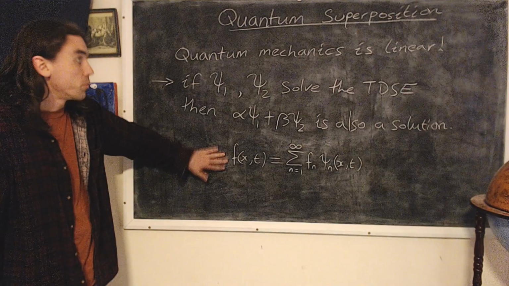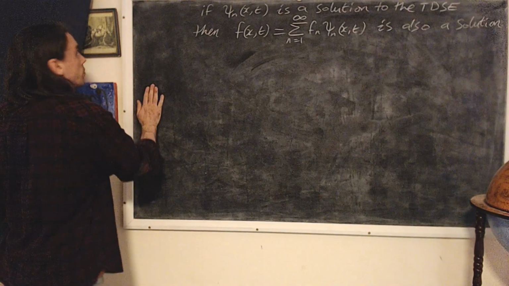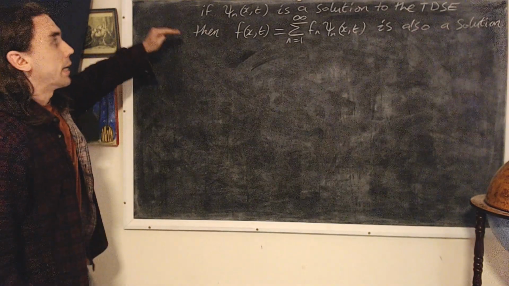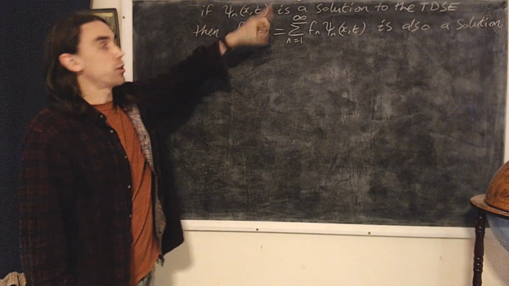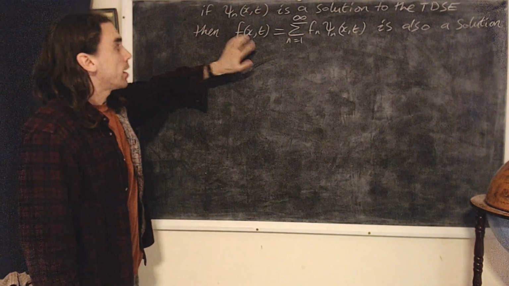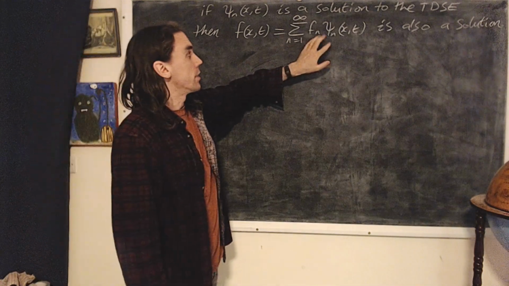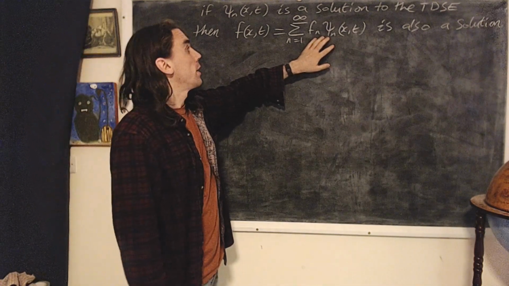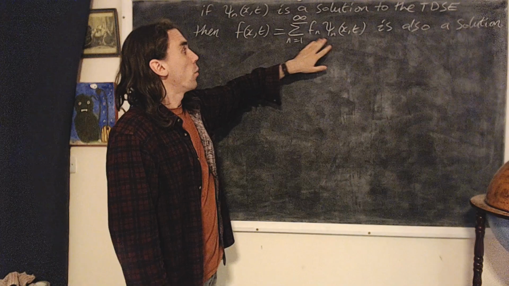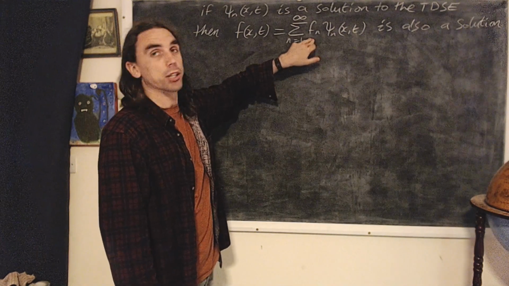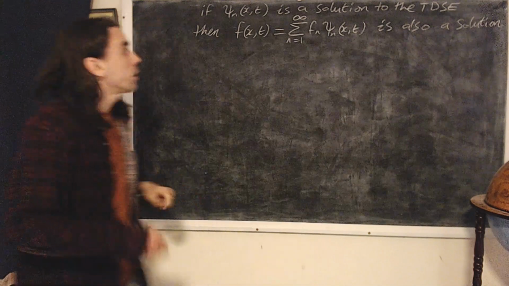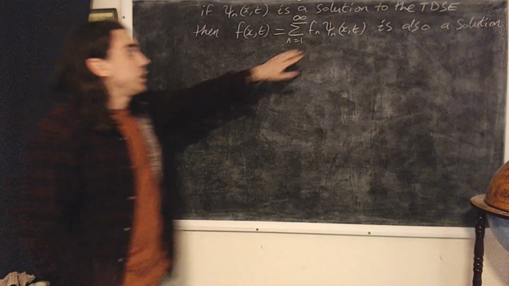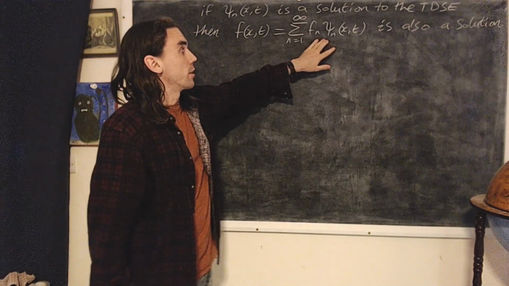Let's clear the board, just move this up to the top. And just to reiterate, if psi n is a solution to the time-dependent Schrödinger equation, then any arbitrary function which is written as a superposition, a sum of different psi n's weighted by coefficients fn, which are in general complex, this is also a solution. These are energy eigenstates that we've been dealing with so far.